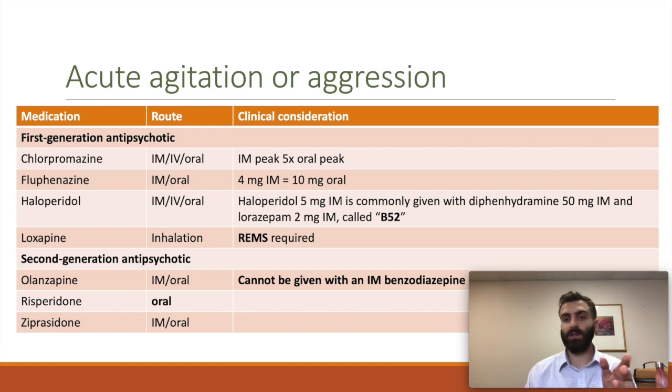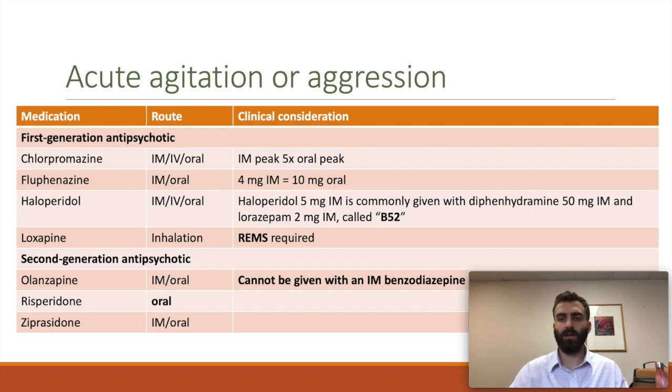So this table here shows some different options. One of the biggest takeaways of this table is that almost all of these have an IM option. If a patient's that agitated and that revved up, it's hard to sometimes give them an oral option. So having the IM option, where you can give them a shot version, is what you're looking for here. Out of the first generations, haloperidol is the most common. It's commonly given with diphenhydramine, which is Benadryl, 50 milligrams IM, and then lorazepam, which is a benzodiazepine, 2 milligrams IM, and that combination is called B52. In a really agitated person, giving those 3 IM injections can really help to calm them down.